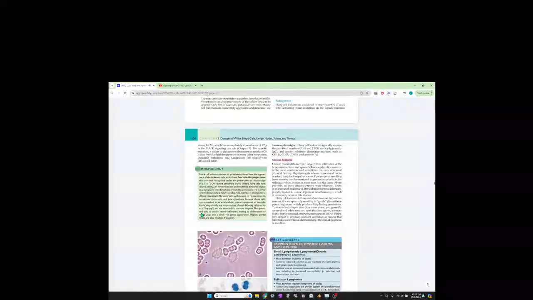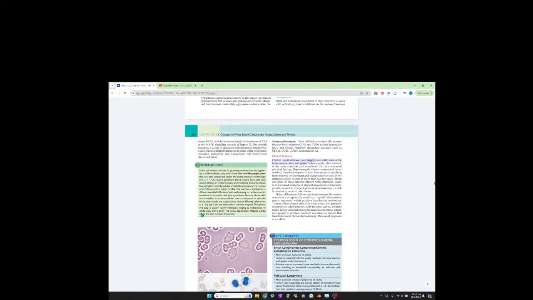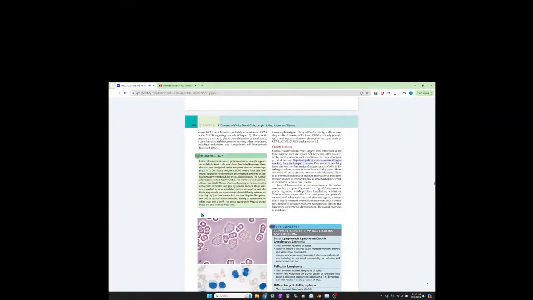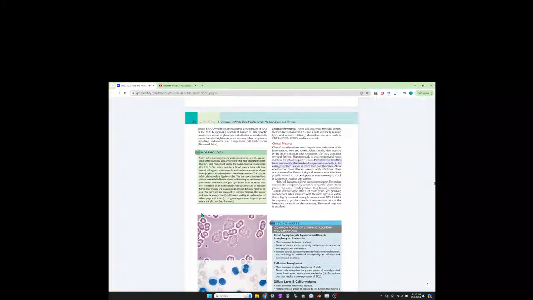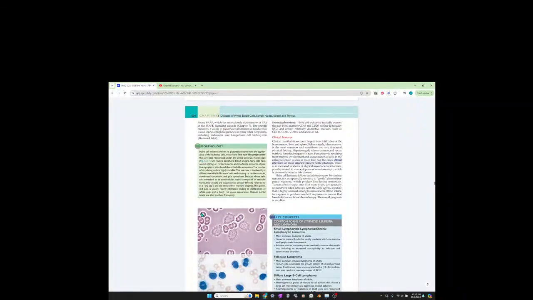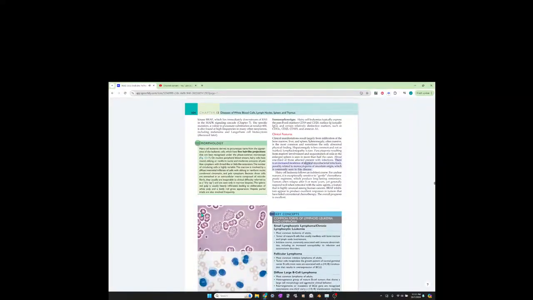Clinical features. Clinical manifestations result largely from infiltration of the bone marrow, liver, and spleen. Splenomegaly, often massive, is the most common and sometimes the only abnormal physical finding. Hepatomegaly is less common and not as marked. Lymphadenopathy is rare. Pancytopenia, resulting from marrow involvement and sequestration of cells in the enlarged spleen, is seen in more than half the cases. About 1/3 of those affected present with infections. There's an increased incidence of atypical mycobacterial infections, possibly related to monocytopenia of uncertain origin, which is commonly seen in this disease.